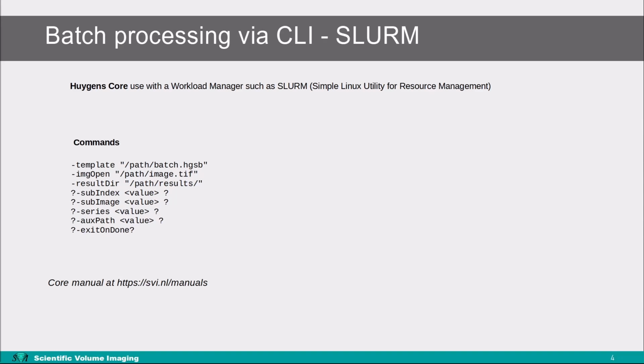The interest for workload managers such as Slurm for running applications on computer clusters or nodes is rapidly growing. To enable Huygens processing on these nodes, we've expanded Huygens Core capabilities so that the workflow processor jobs can be executed via the command line interface. For example, commands such as image open and result dir can overrule fixed template locations. More on this can be found in the Huygens Core manual at svi.nl/manuals.